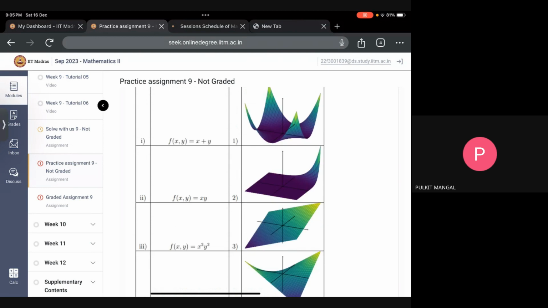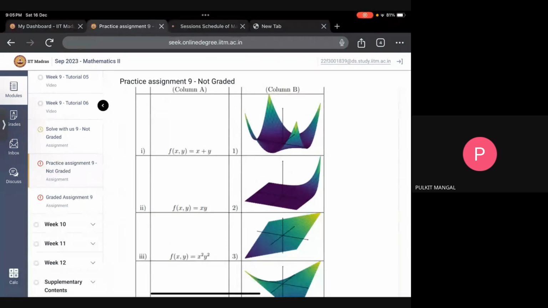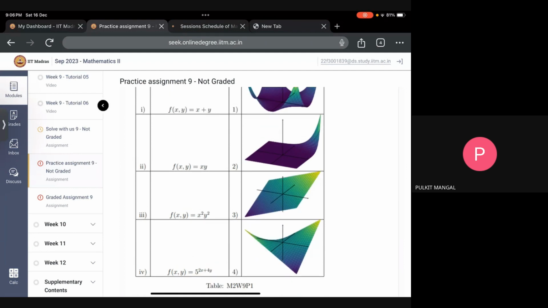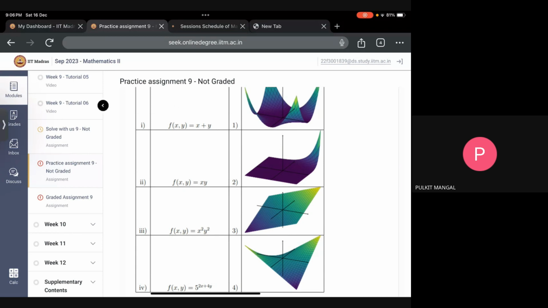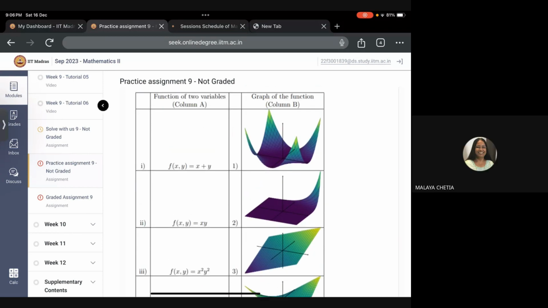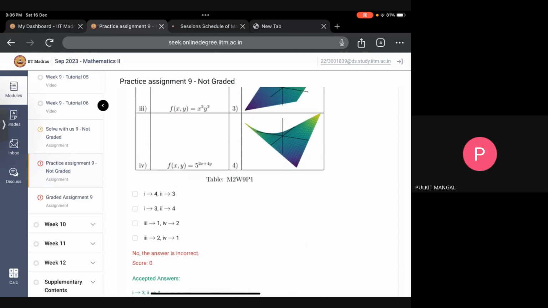See, first function x plus y. What type of function is this? This is a linear function, a plane. So see, option 3 basically represents the same, a linear plane equation. Okay, that is clear.